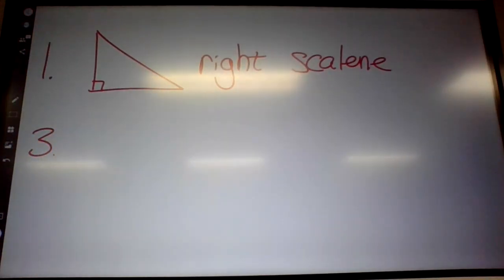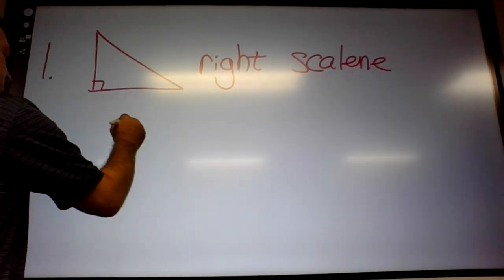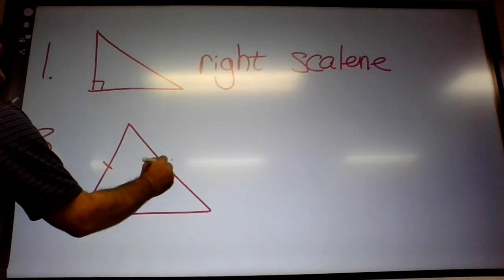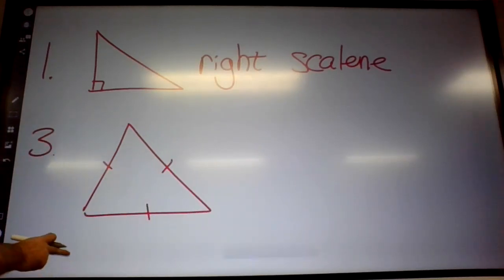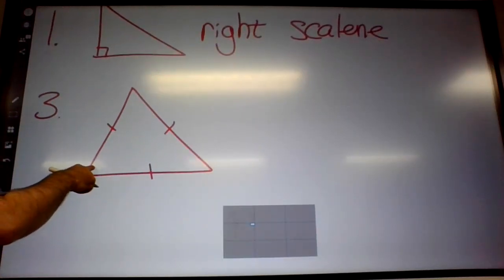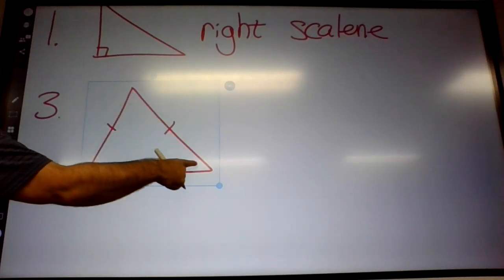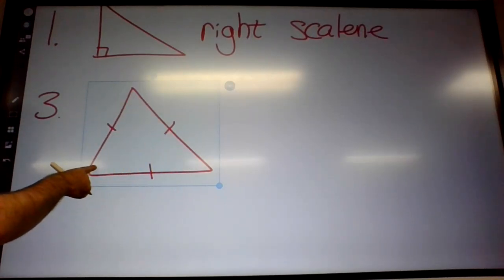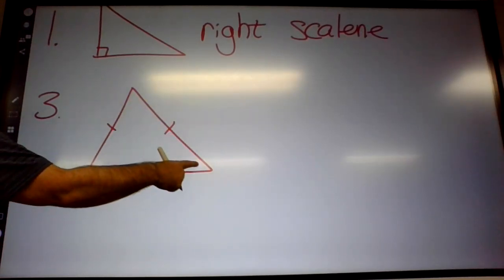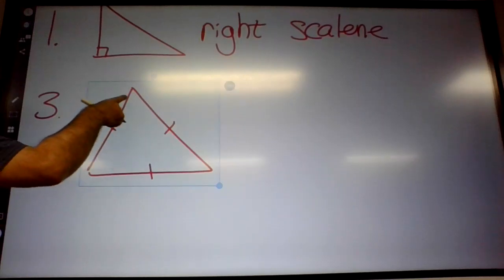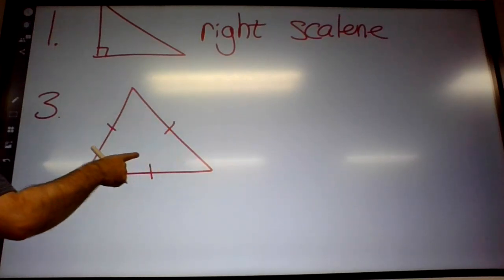Okay, number 3. It's got all 3. Okay, so let's start with the angles. What kind of angles are all 3 of these? What kind of angles are these? Oh, that's only 3. Equilateral. 60-degree angle.